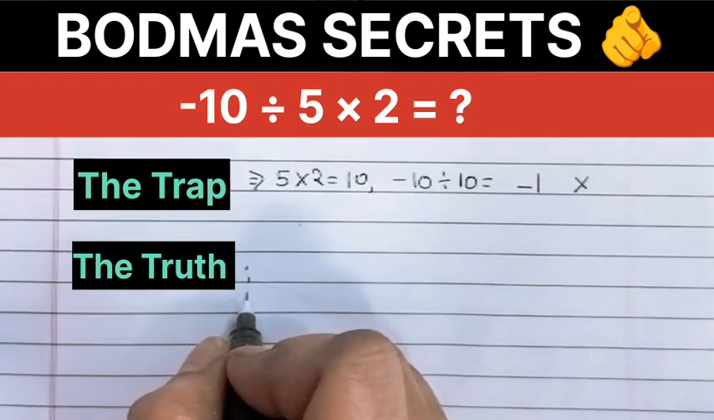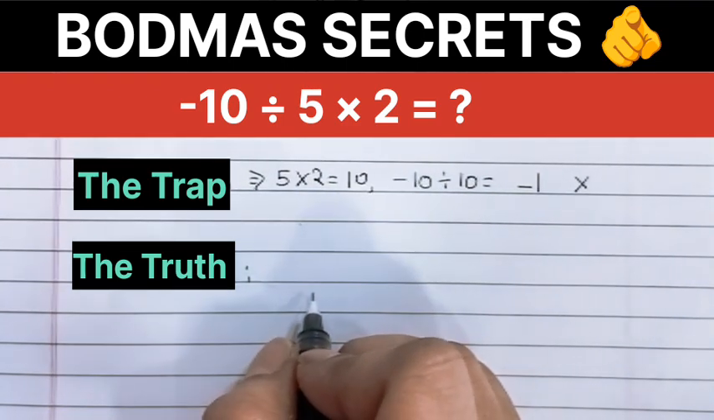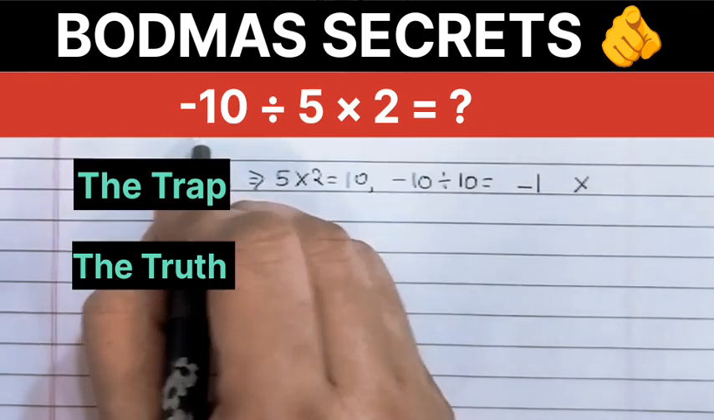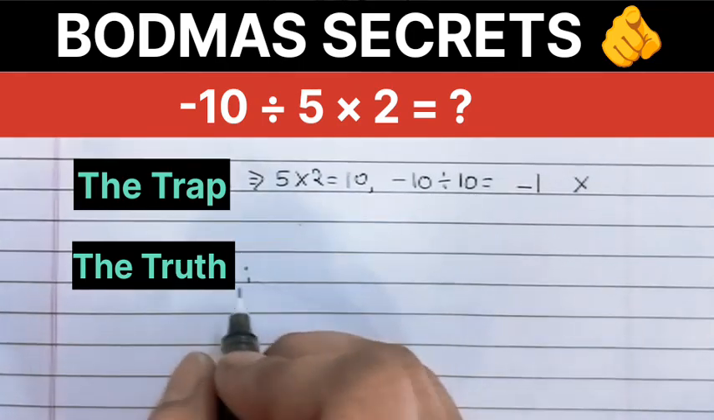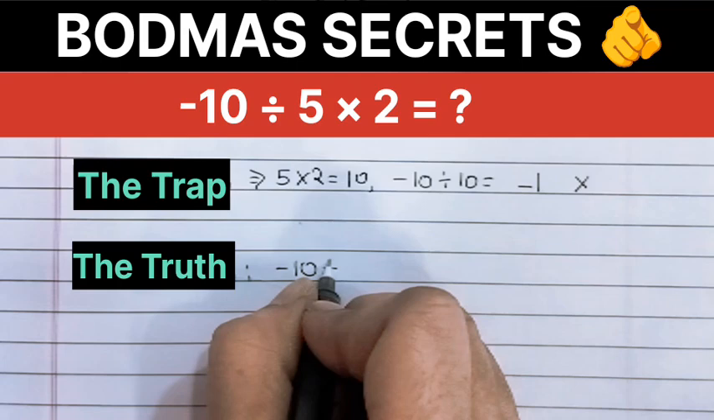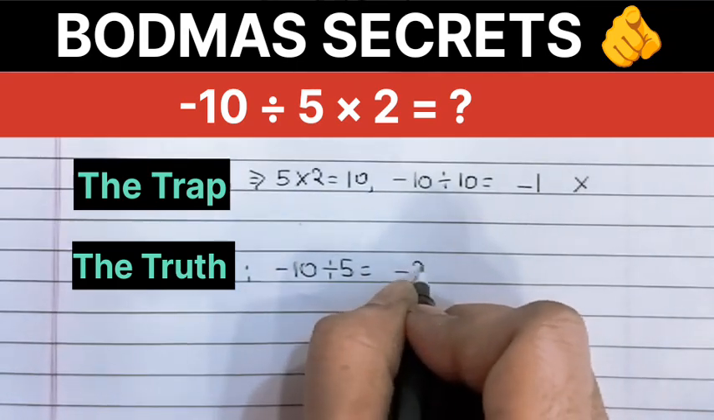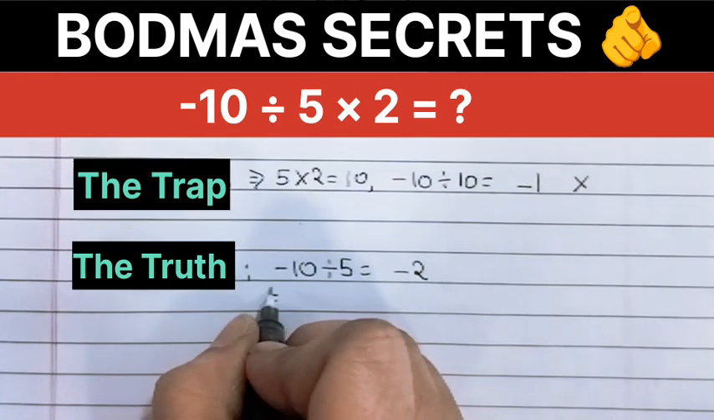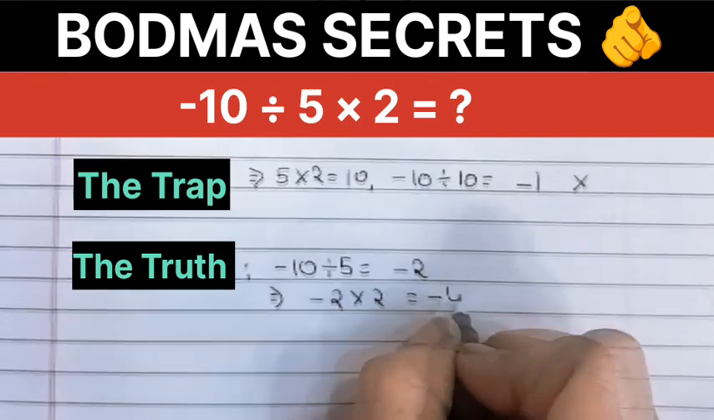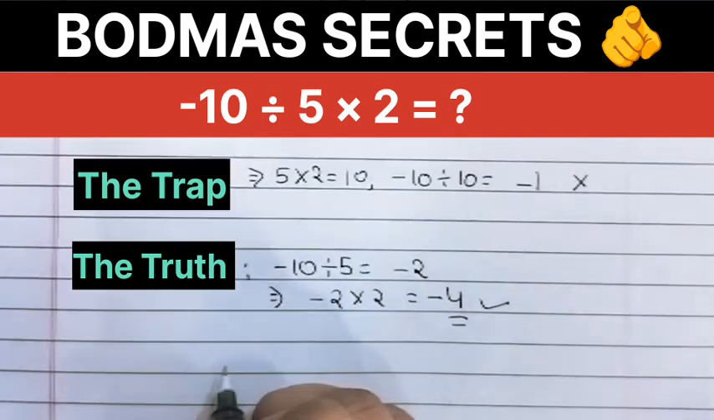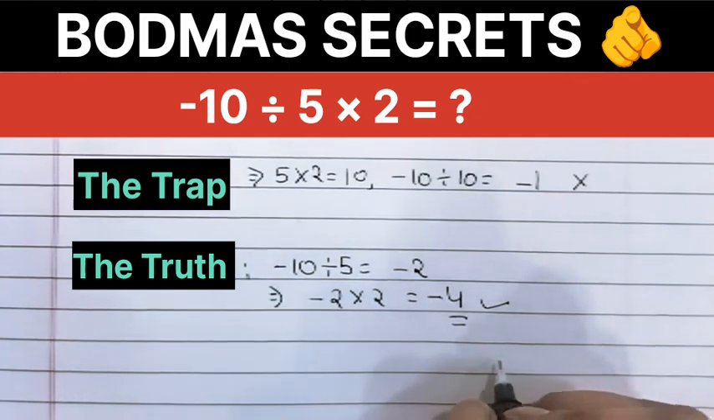Now the truth, the correct solution. When the operations have equal priority, like multiplication and division, you must solve from left to right. First we divide the values and we get minus 2. The second step: minus 2 multiplied by 2 equals minus 4, and minus 4 is the correct answer according to the order of operations.